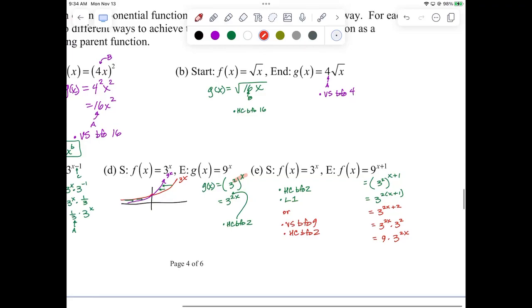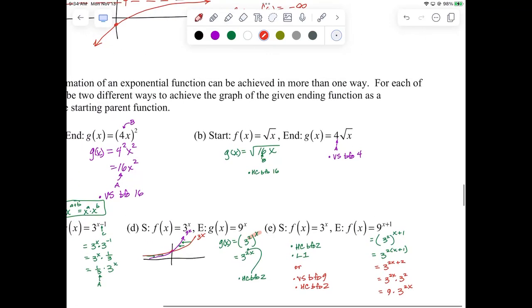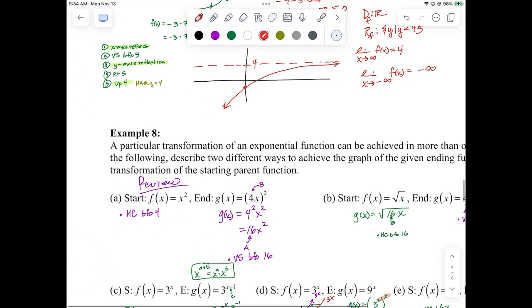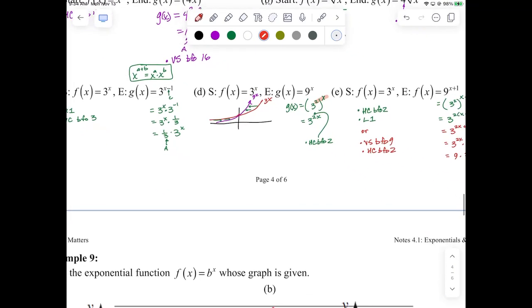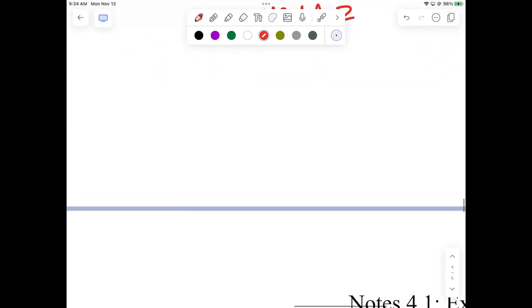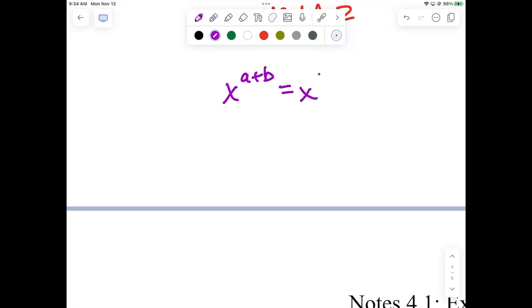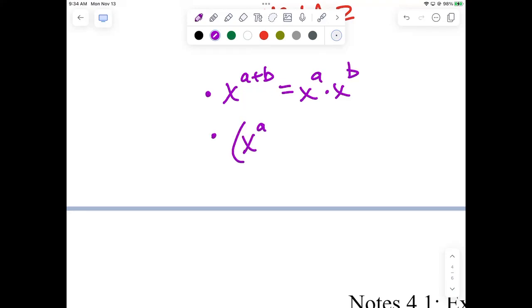So whenever you're manipulating these exponentials, it's important to know these following 2 ideas. Let's write it again. x to the a plus b is x to the a times x to the b. That's the first one to know. And the other one, x to the a to the b power, is x to the a times b power. Those are the 2 important ones to know when you're manipulating exponentials.